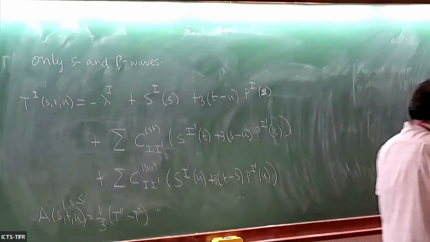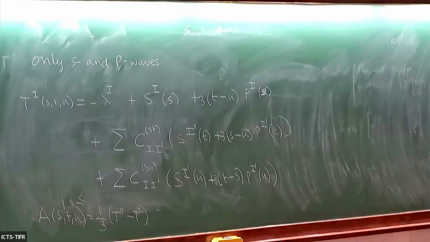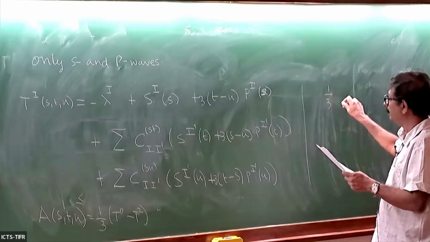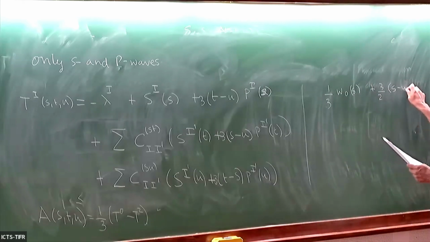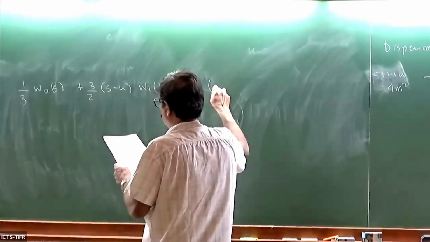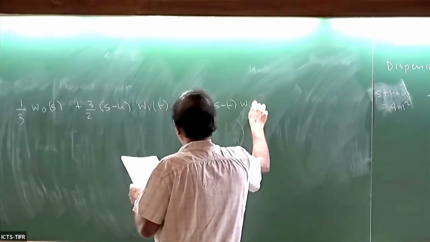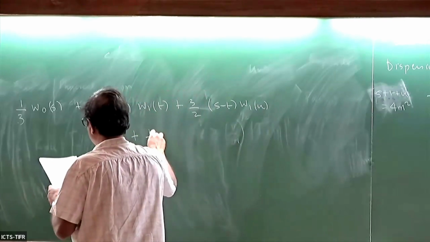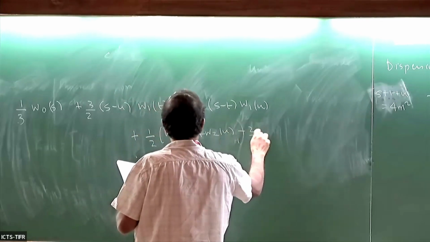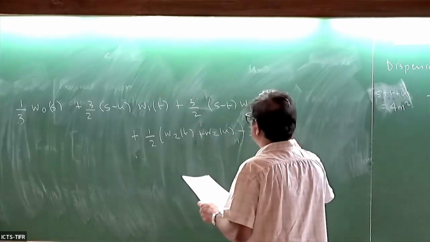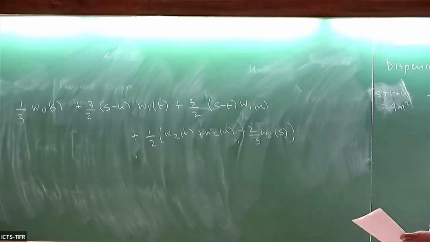And if you do that, you get an expression for this that looks like this. It will look like a new function that looks like 1/3 W0 of S plus 3/2 (S minus U) W1 of T plus 3/2 (S minus T) W1 of U plus 1/2 of W2 of T plus W2 of U minus 2/3 W2 of S. It's pretty amazing that such relations exist and can be predicted by just simple use of unitarity and crossing.